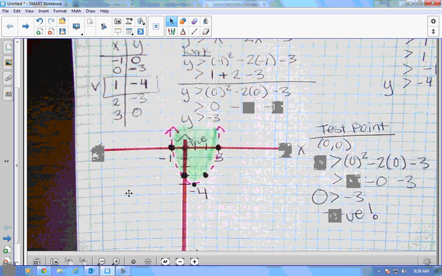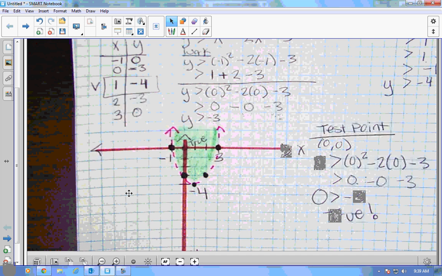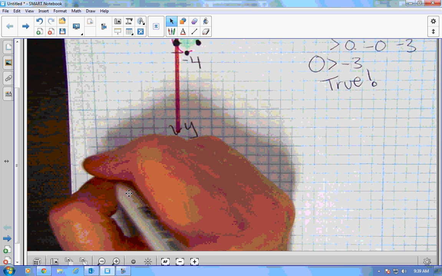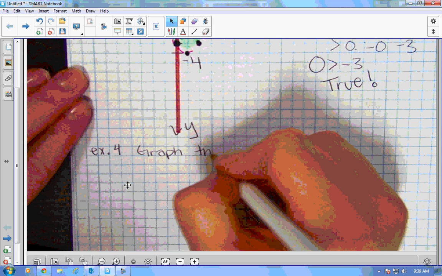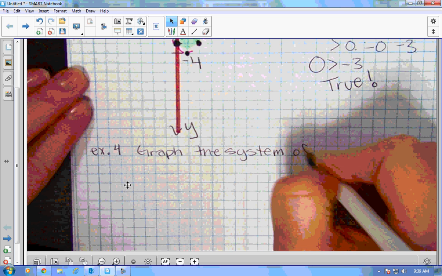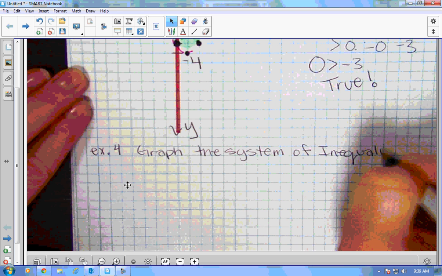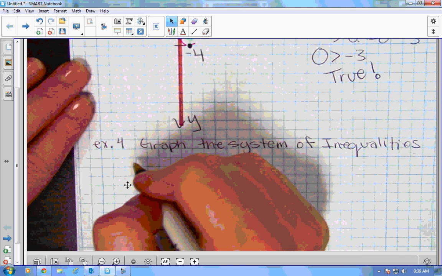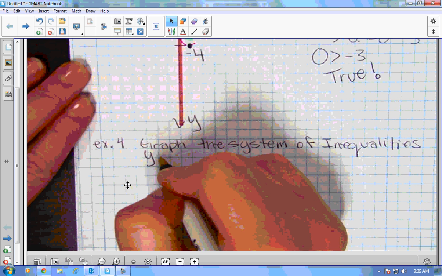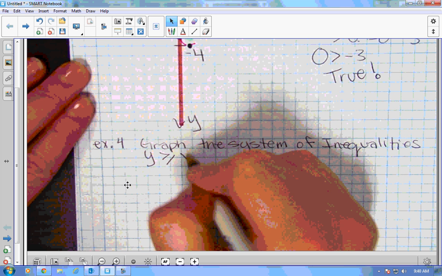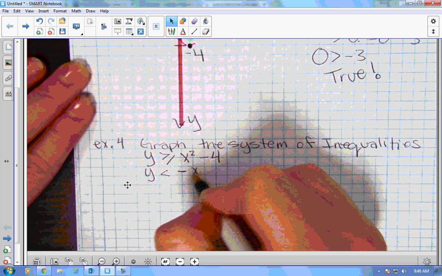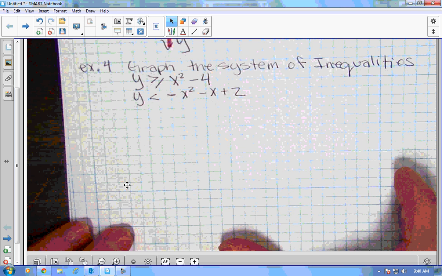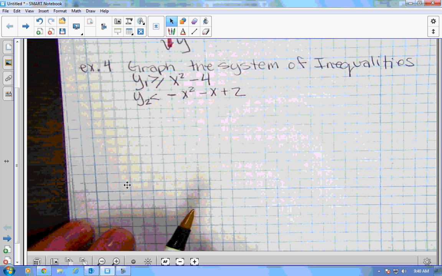Okay, now lastly we're going to graph a system. Example 4. Graph a system of inequalities. Okay, a system means we're going to have more than one. y is greater than or equal to x squared minus 4. And y is less than negative x squared minus x plus 2. So we have two inequalities. Okay, so maybe I'll call this y1, and maybe I'll call that y2. I'll just add in the 1 and 2 so I know which one we're talking about.